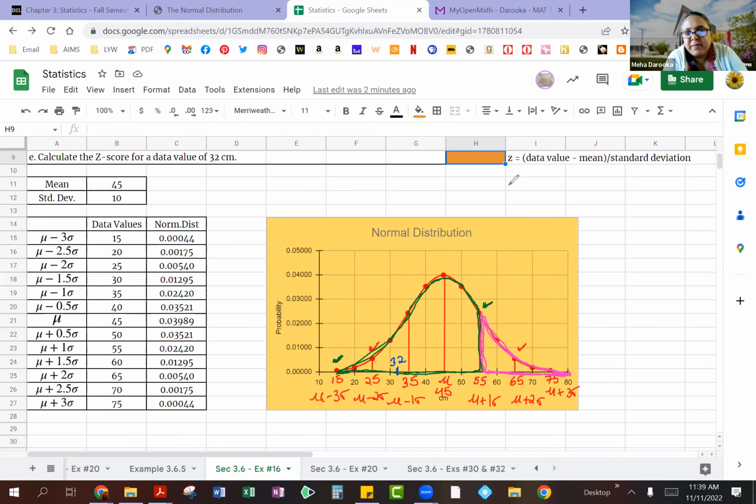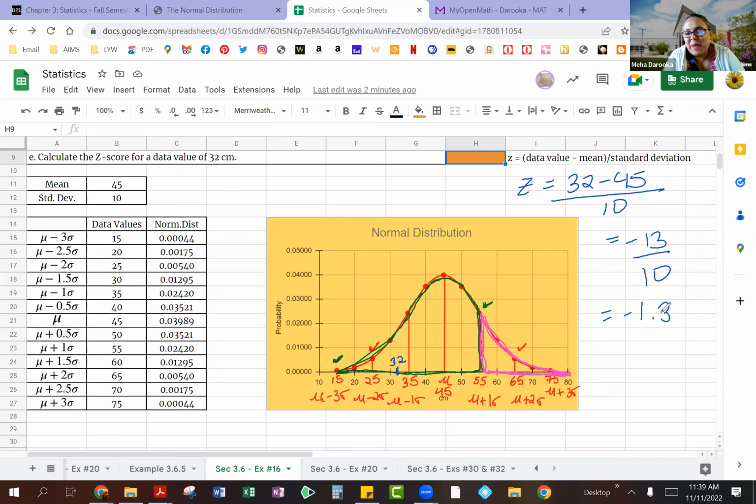So you will end up doing 32 minus 45, get that answer first, and then divide it by 10. So my calculator did something weird. Say that again, Michael. My calculator did something weird. Oh, it did something weird. Okay. Yeah, so that's what you should end up with.